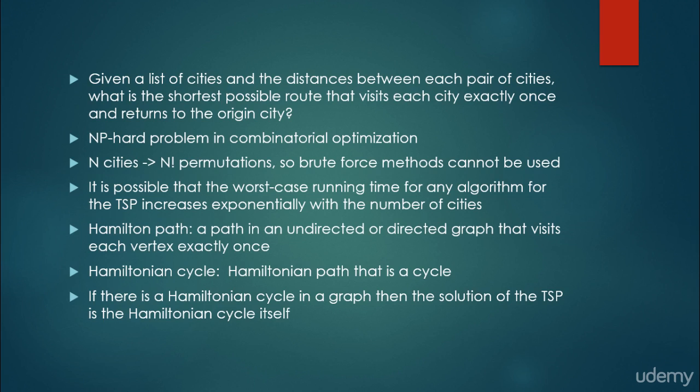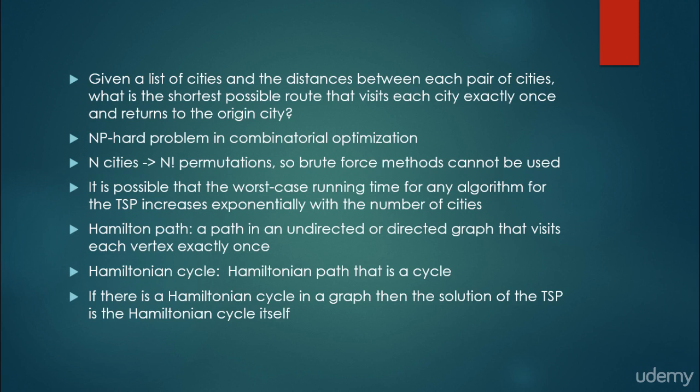So we have n cities, and we have n factorial permutations, so brute force methods cannot be used. It is possible that the worst case running time for any algorithm for the traveling salesman problem increases exponentially with the number of cities. And it has something to do with the Hamiltonian path.